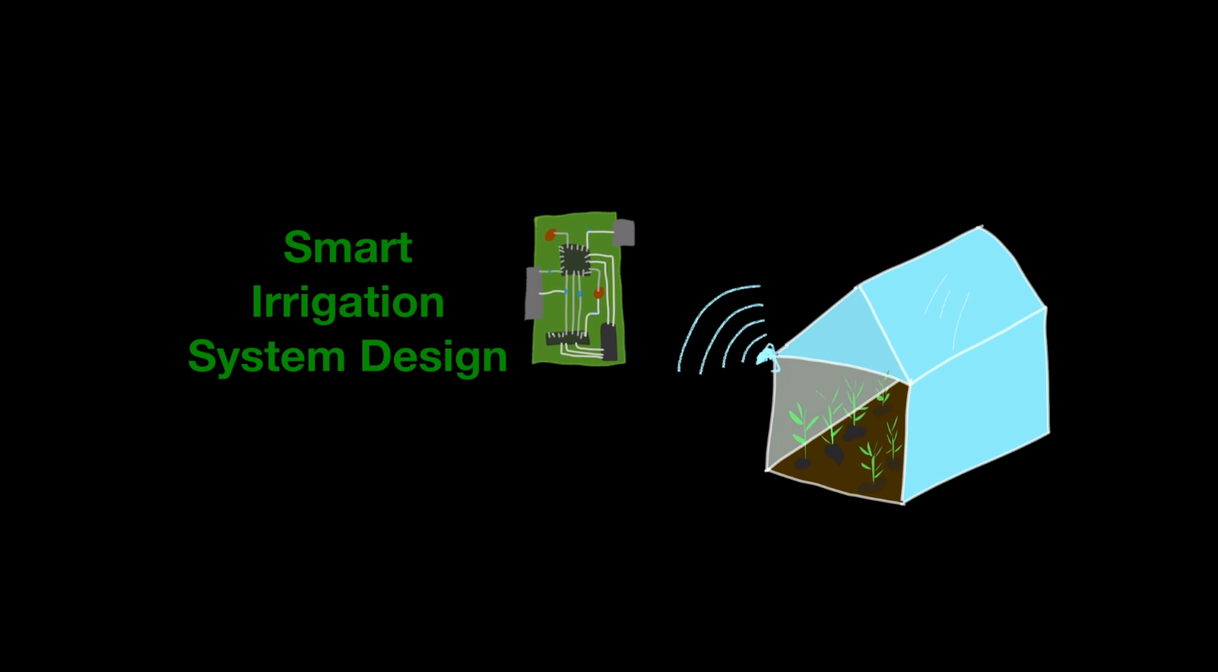This video will focus on the design of a smart irrigation system that would enable a farmer to monitor the soil moisture content of plants and ensure optimal conditions for plant survival. This is an example of an embedded system design. If you haven't checked out our previous video introducing embedded systems, make sure to check this out first.